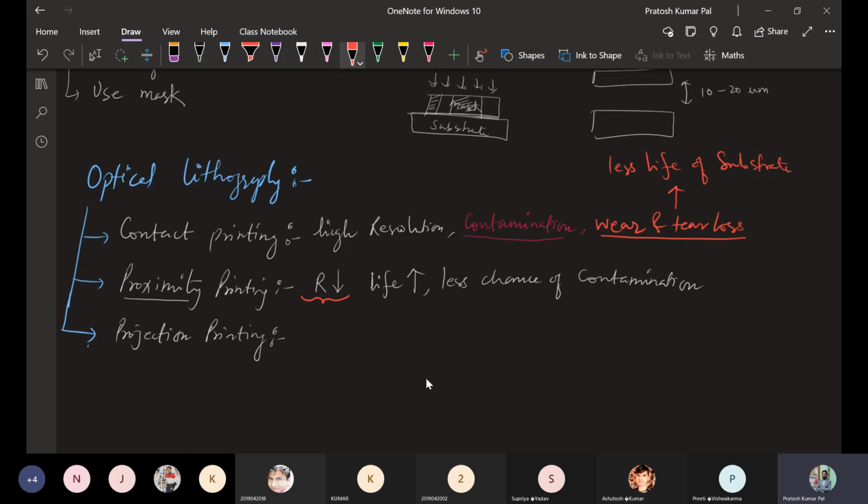So the next method is projection printing. Basically, projection printing is used to obtain high resolution and also a high life of the substrate. Here the resolution will be high and the life of the substrate will be high, but the disadvantage that we have is cost. In case of projection printing, the cost is very high.